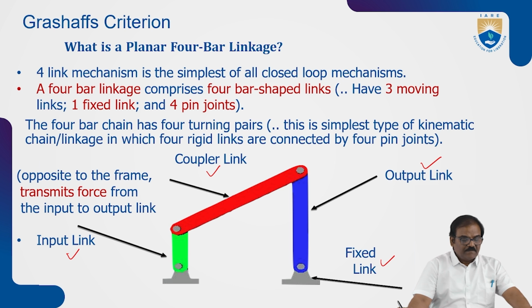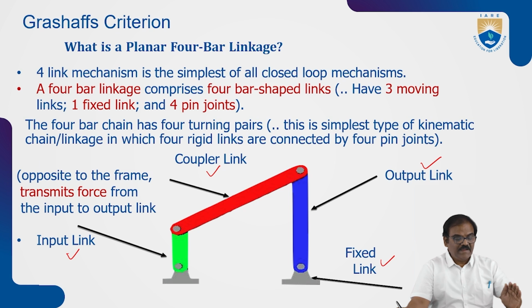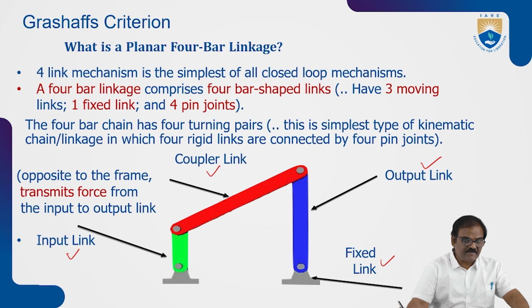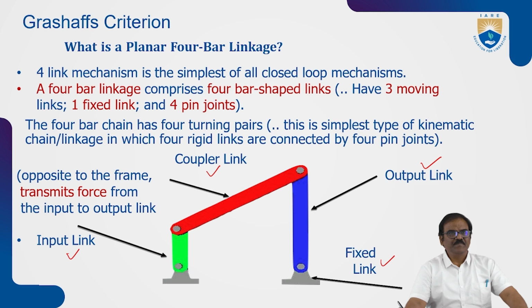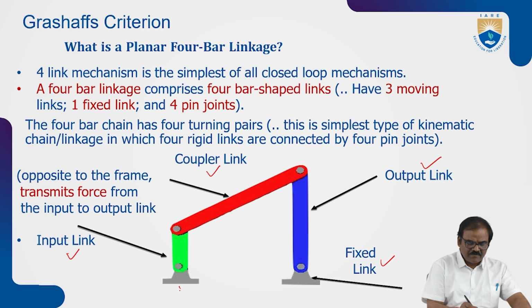The input link normally will be the shortest link. The output link can have any dimension. The coupler link, opposite to the frame, transmits force from input to output. So a 4-bar chain has 4 turning pairs. This is the simplest kinematic chain or linkage, in which 4 rigid links are connected by 4 pin joints. Say you give the numbers 1, 2, 3, 4.